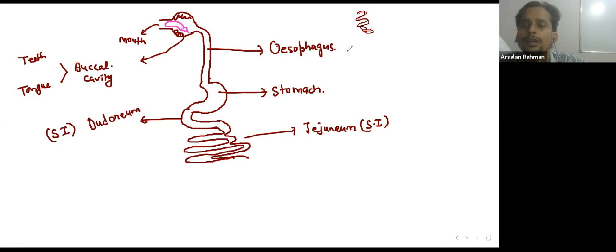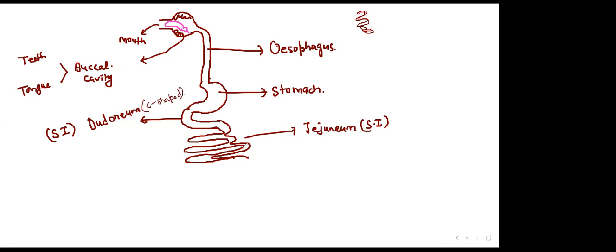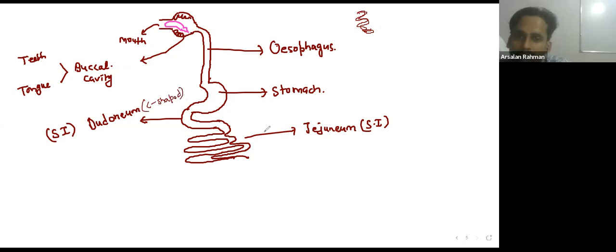Here you can see the tube is straight. Here it has converted into a J-shaped structure. Here it is C-shaped. It is C-shaped or not, beta? Jejunum is coiled. Okay, I will write down. And after jejunum, the pipe will be highly coiled. Highly coiled. Okay.